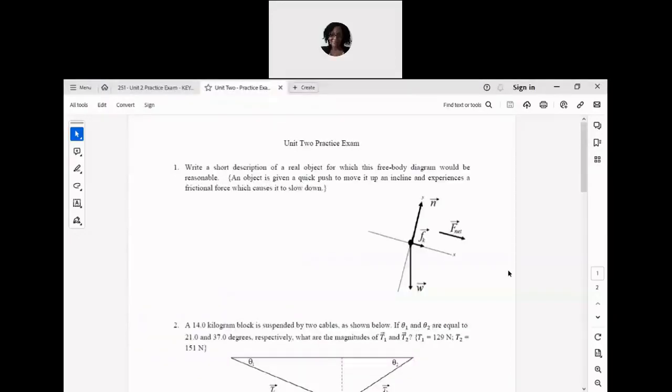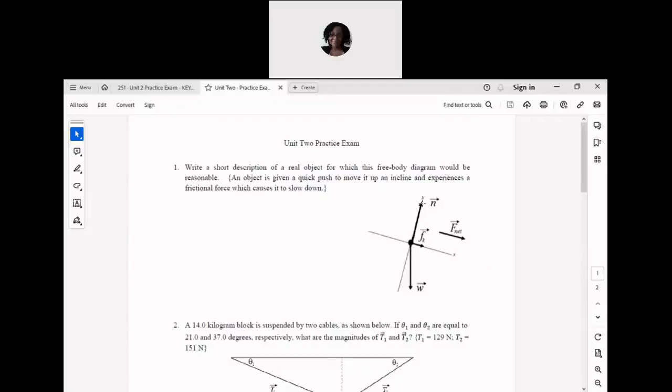Okay, this is the practice exam itself. Number 1 involves a free body diagram that gives you some information about the item in question. I ask you for a description that makes sense. So we have an inclined horizontal axis. So this is something that is representative of an object that's on a ramp or an incline.